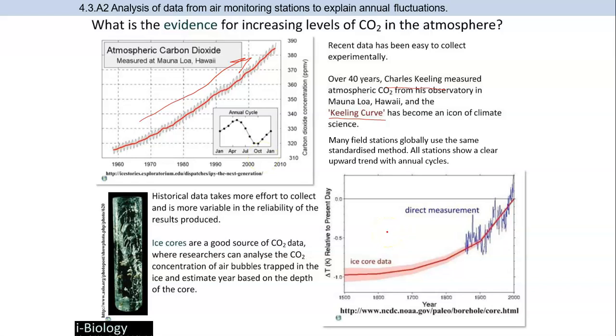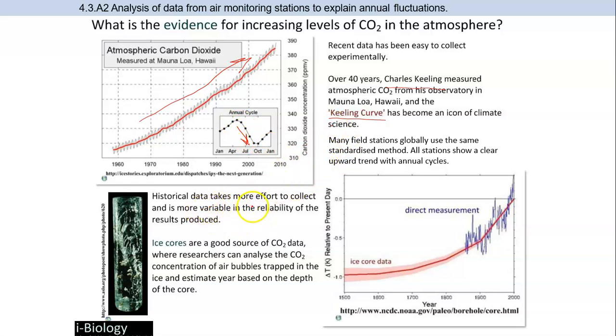Many field stations globally use the same standardized method. All the stations show a clear upward trend with an annual cycle. There is also an annual cycle, and I think there was a question related to this: what is happening and why do we have the decreased level of carbon dioxide during the summer? That's because of the high amount of photosynthesis during that time in that area. So they are fixing the carbon dioxide more, so the level of the carbon dioxide goes down.